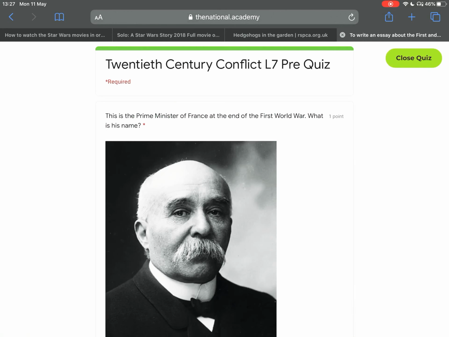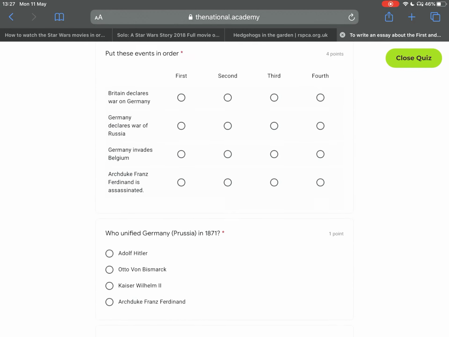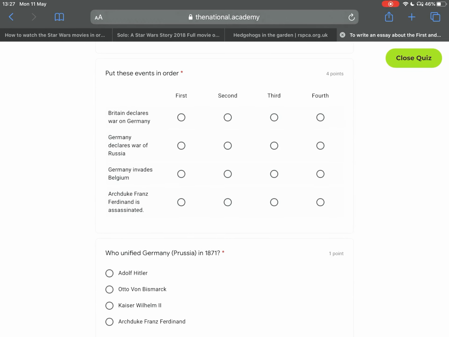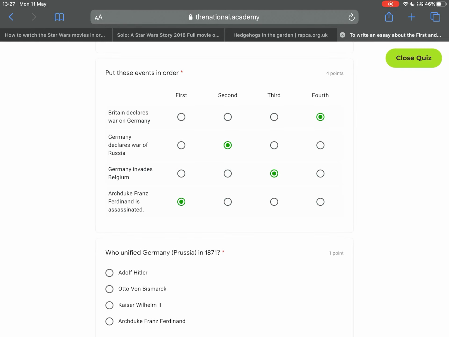So when you start, you're going to have your introductory quiz. This is the Prime Minister of France at the end of the First World War. What was his name? It is Georges Clemenceau. Put these events in order. So first, Archduke Franz Ferdinand is assassinated. Then, second, Russia declares war on... Germany declares war on Russia. Then Germany invades Belgium. Then Britain declares war on Germany.